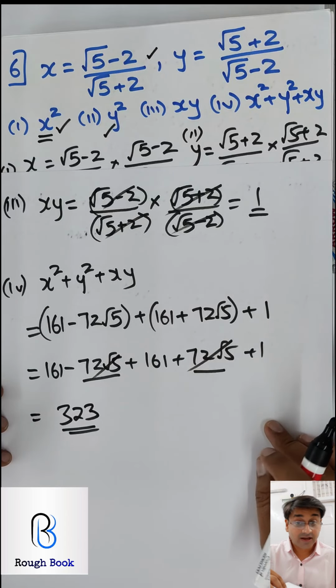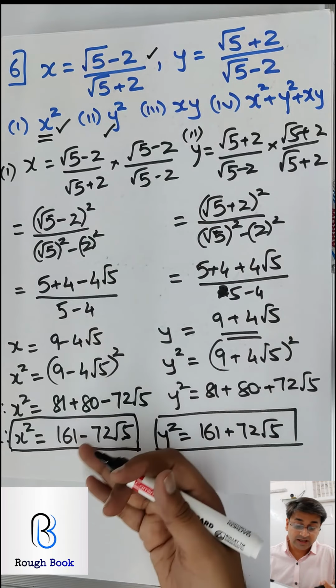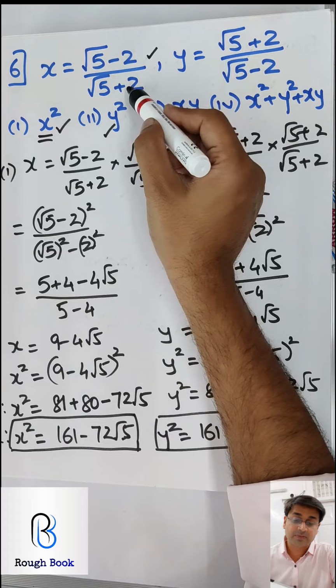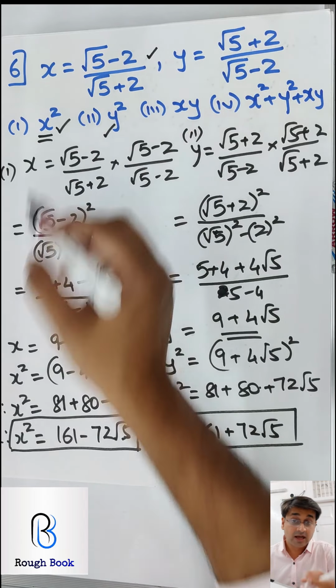Got it? Interesting. So you first find only x. Now here the major mistake is people directly square this to get x square, and they will never get it.